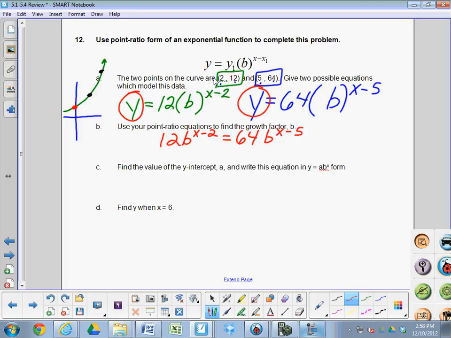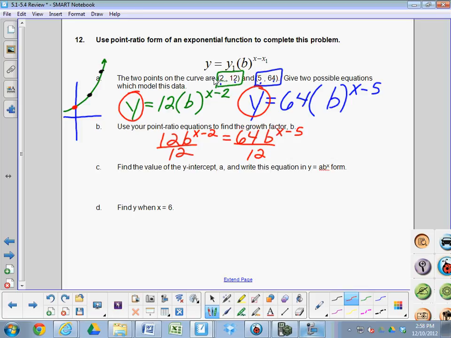If I know that the problem is about growth, I'm going to divide in the direction that's going to give me a decimal or a number bigger than 1. Because aren't growth factors always bigger than 1? If the problem was about decay, I would divide in the direction that would give me a decimal smaller than 1. Since this problem is growth, I'm going to divide both sides by 12. Because 64 over 12 is bigger than 1.